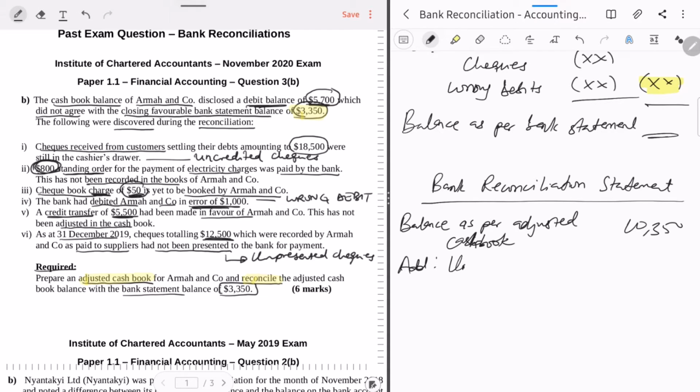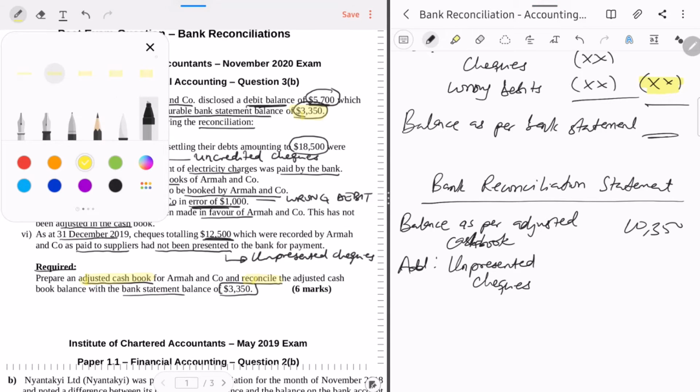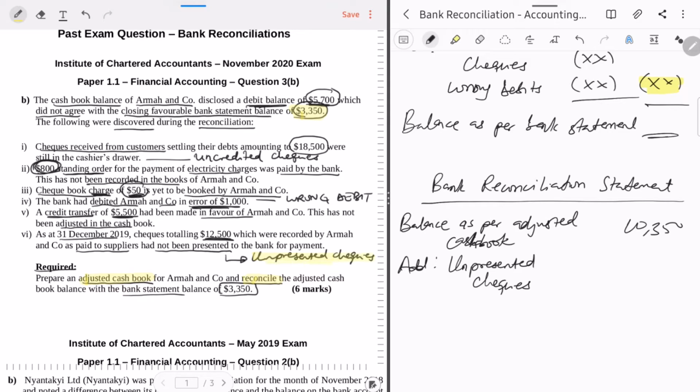Then we add what? What did I say? Unpresented checks. Let me put this on the next line because of space. Unpresented checks. Do you remember? Let's come here. Let me show you where we got the figure. Remember I told you unpresented checks here was 12,500, this figure, right? So we have 12,500. Then you add wrong credits. In this question, we don't have any wrong credits. What we have rather is a wrong debit. So we put here a dash or 0. So when we add this it gives us 12,500.